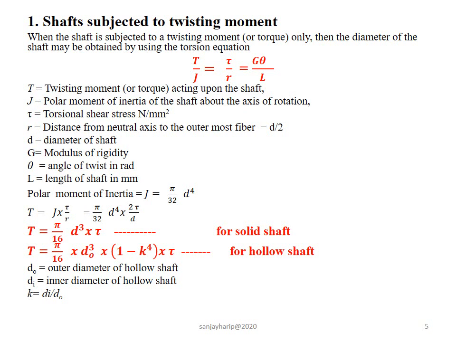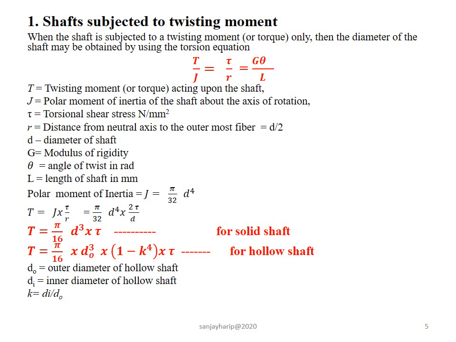Shafts may be designed on the basis of strength and rigidity. In designing a shaft on the basis of strength, the following cases may be considered. One, shaft subjected to twisting moment or torque only. Second, shaft subjected to bending moment only. And third, shaft subjected to combined twisting and bending moment.